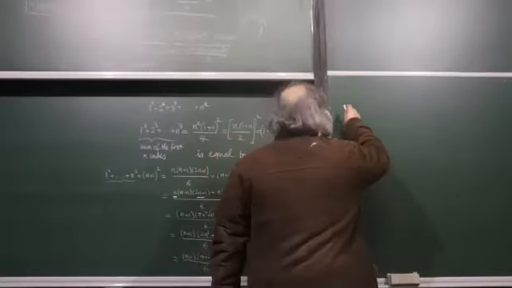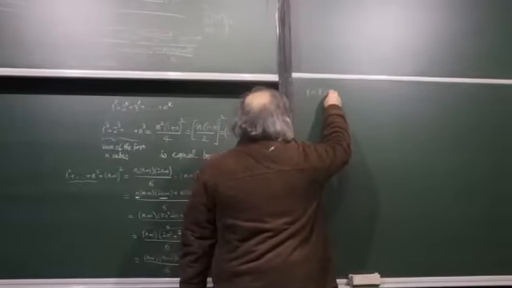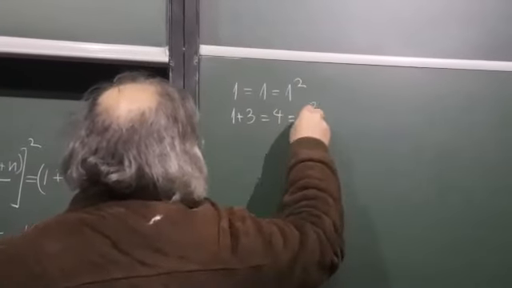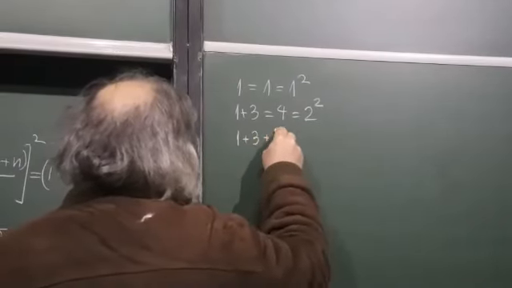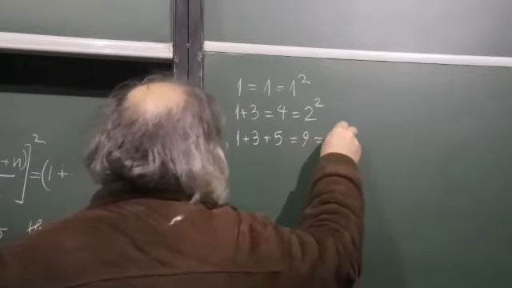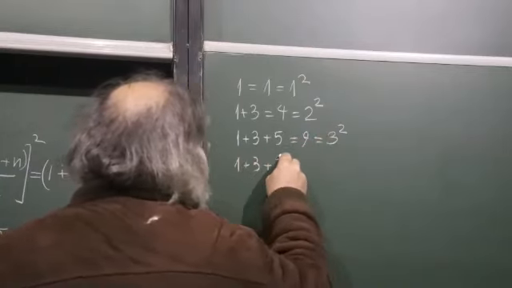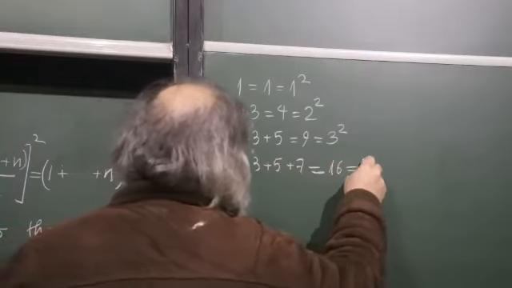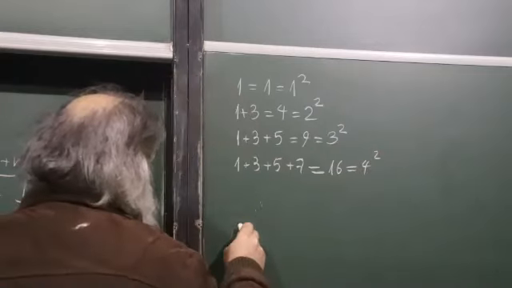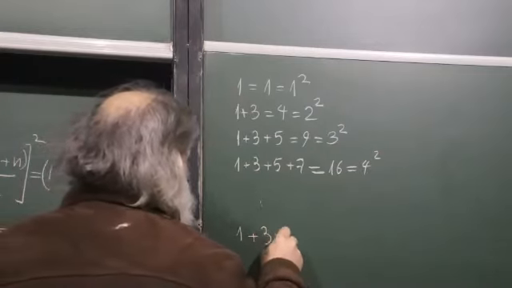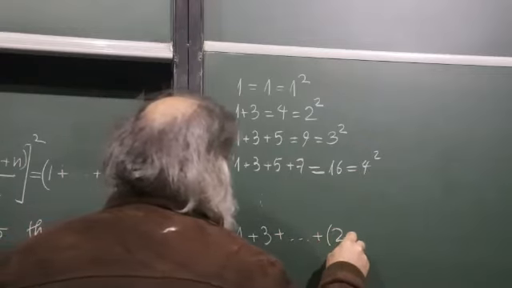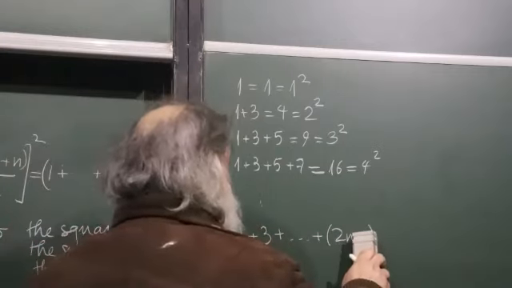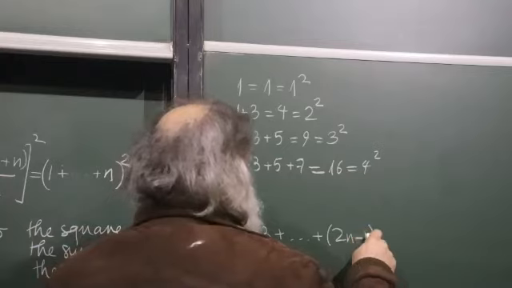First of all, 1 is 1, which is 1 squared. 1 plus 3 is equal to 4, which is 2 squared. 1 plus 3 plus 5 is 9, which is 3 squared. 1 plus 3 plus 5 plus 7 is equal to 9 plus 7, 16, which is 4 squared. In fact, the sum of the first odd numbers, 1 plus 3 plus 5 and so on, until 2n minus 1, is equal to n squared.